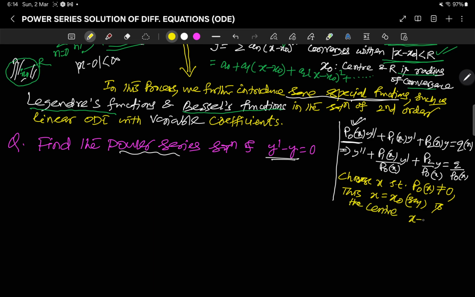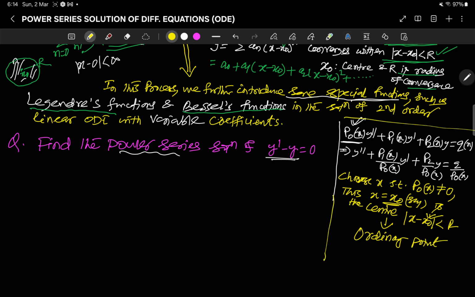Means this |x minus x0| is less than r. So this is your center. We will choose the center in such a way that this will lead you to your ordinary point. Subsequently, I will tell you the details of this.